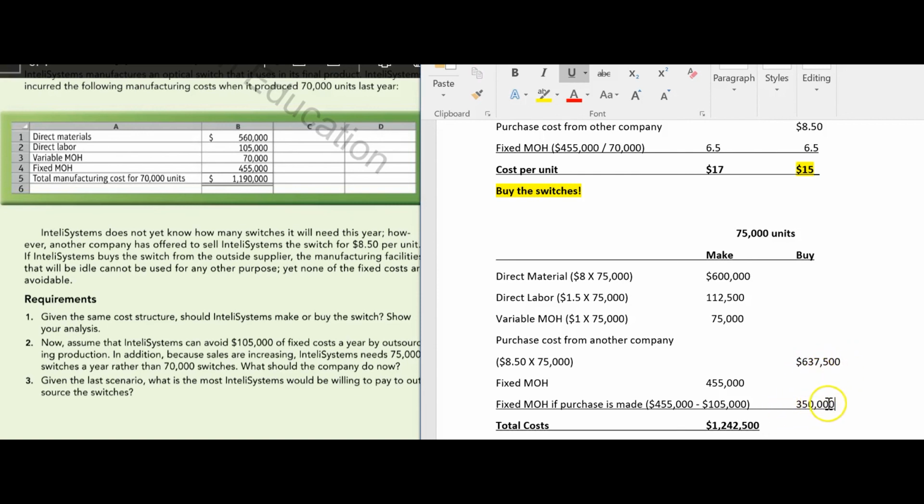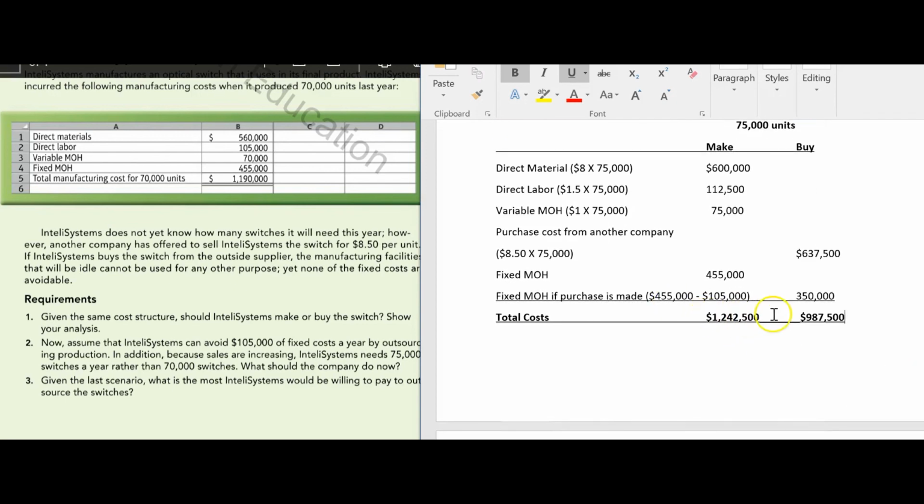If you add both, you will find that under the buying option, your total is 987,500. And if you compare both options, make versus buy, you will see that under the buying option, your cost is actually lower. So it seems that it's better for the company if they buy those switches.